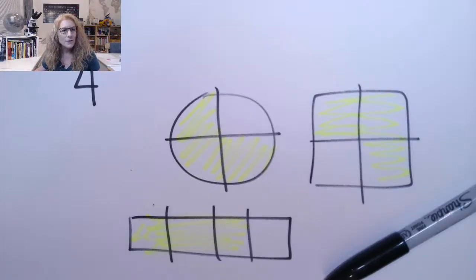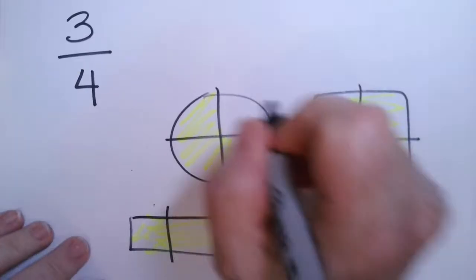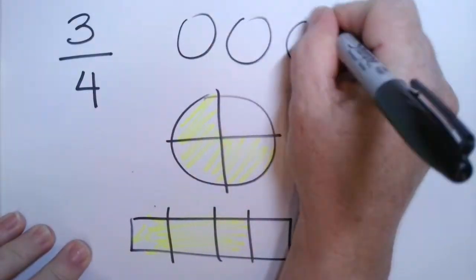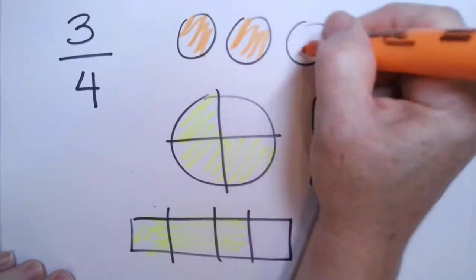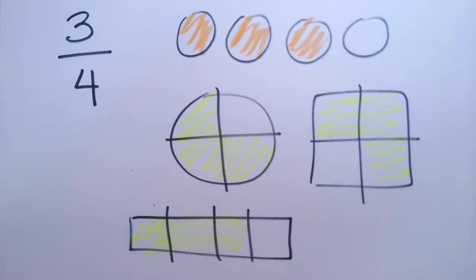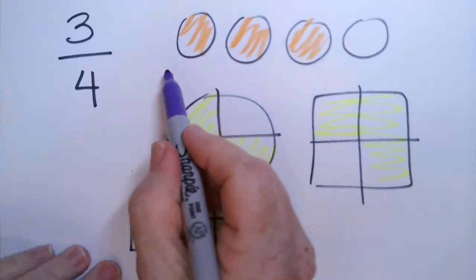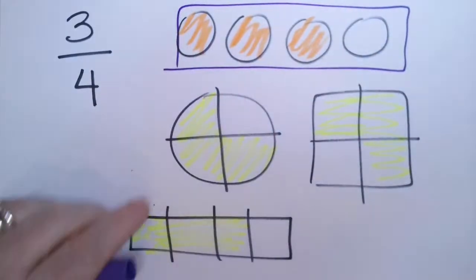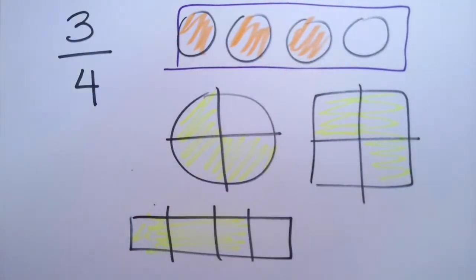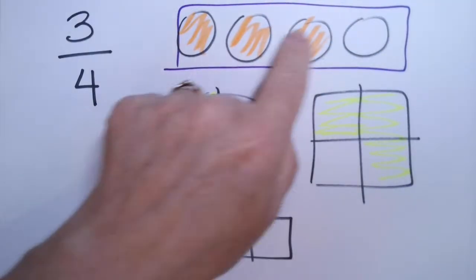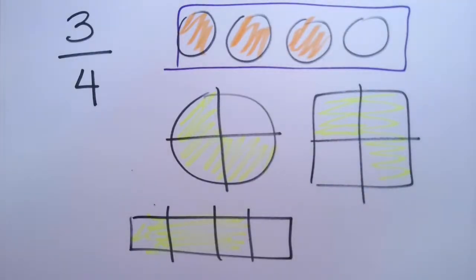Here, let me move myself so I can draw behind me. What about this? Would this be 3/4? Yes or no? It is if I define a whole to be 4. So if I say a whole set of marbles is 4, but I only have 3 right now, 1 rolled under the couch or something, then that would be 3/4. So it's whatever you define your whole to be.